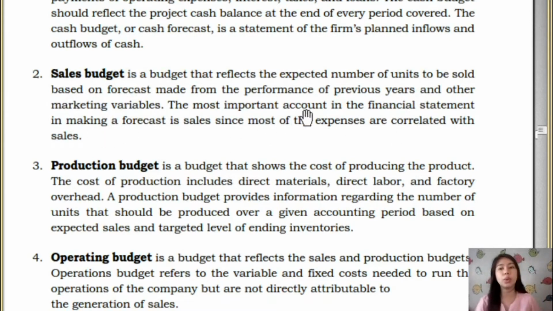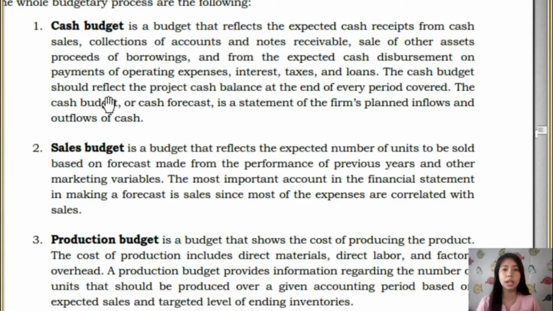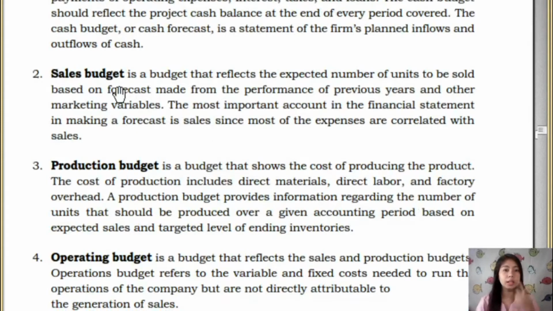So it is the most important account in financial statement. We always see sales at the top of our, I think, income statement. Andun siya sa, then less lang ng less ang operating cost, administrative expenses. So kaya siya naging most important account. Kasi sa kanya nanggagaling, balikan natin si cash budget, unang-una siya. So, receipts from cash sales. So, lahat ng pumapasok sa atin, nanggagaling kay expected nating magiging sales.